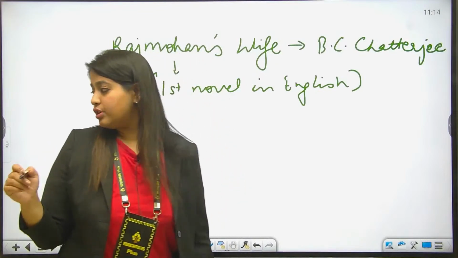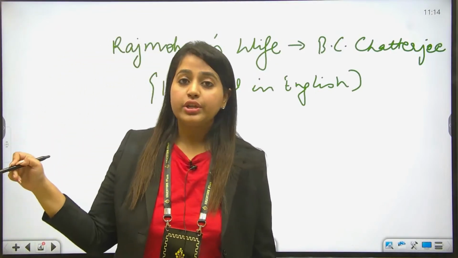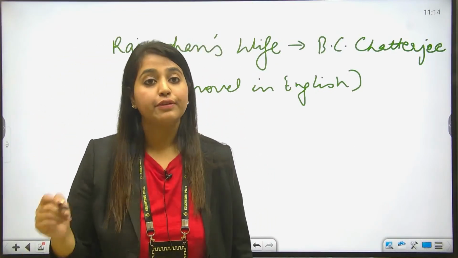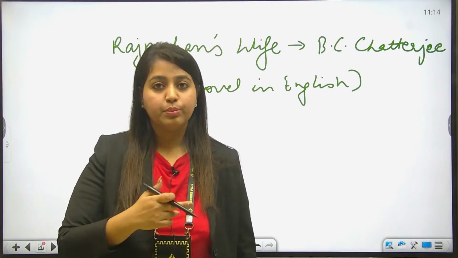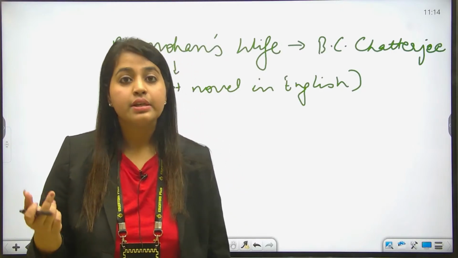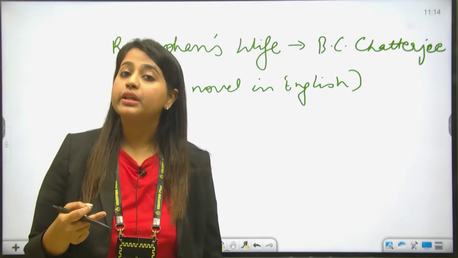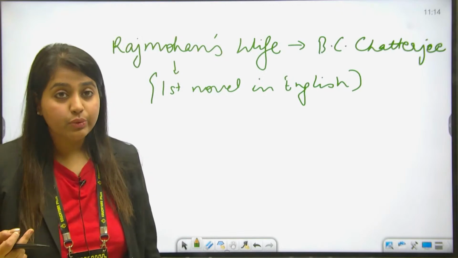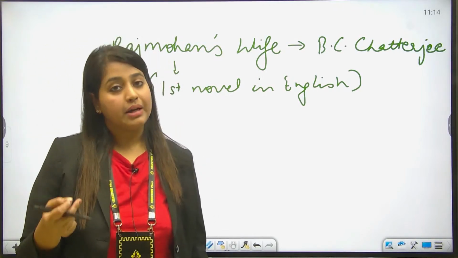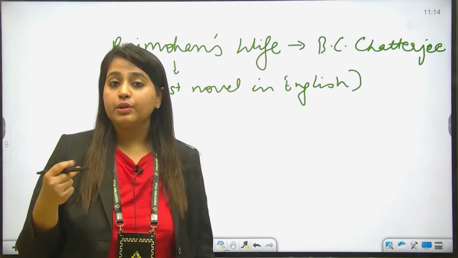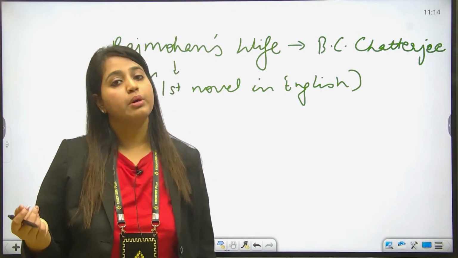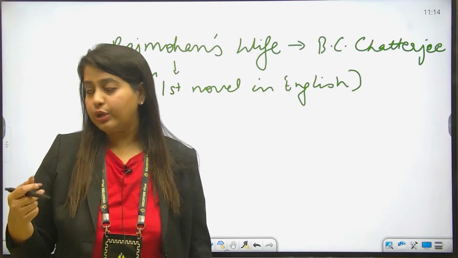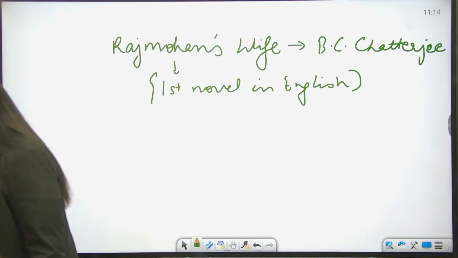Okay? After Raja Ram Mohan Roy, B.C. Chatterjee came into existence, and he published the first work, that is Raj Mohan's Wife. This book has also won several awards, and it actually won a permanent place in the history of Bengali literature, which is the first novel in the mother tongue. It was Durgesh Nandini. So this was a Bengali literature novel which also got published during that period of time.